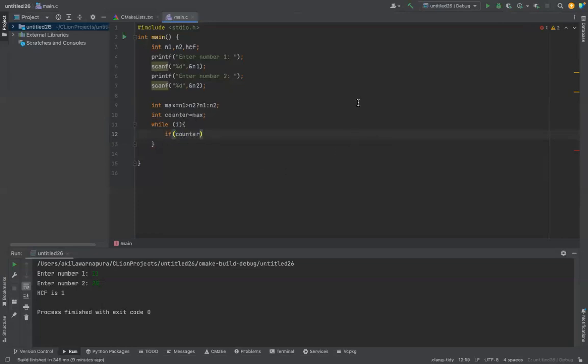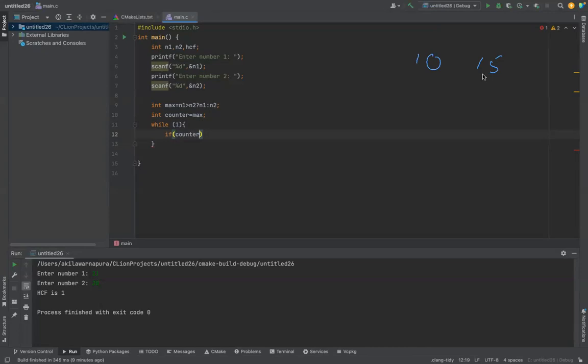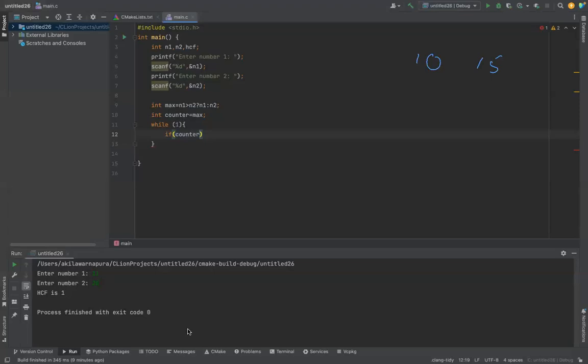Let's say you entered the values 10 and 15. Then what we have to do? Now by looking at the 10 and 15, first of all, tell me what is the least common multiple? If you get 10 and 15, what is the least common multiple?